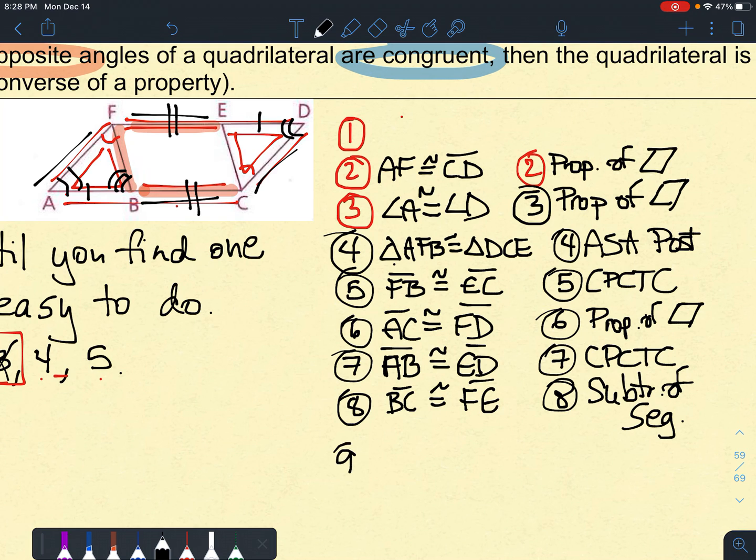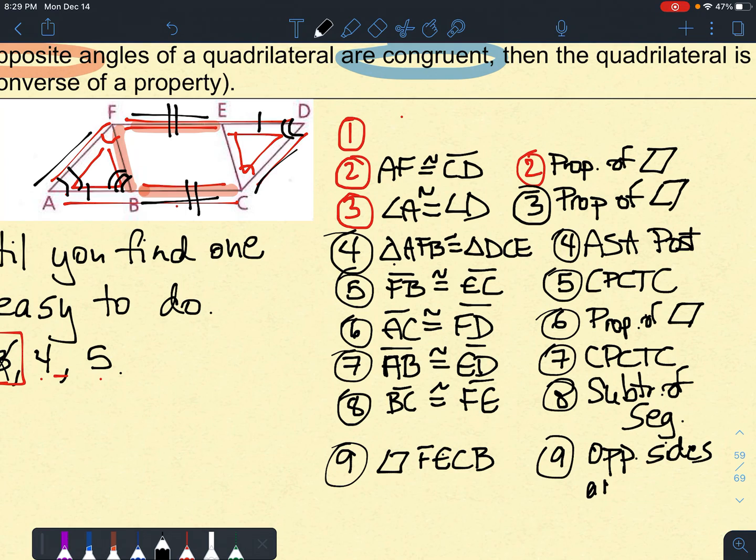And that takes us to line 9, which is that FECB is a parallelogram. And why is that? Because we have opposite sides are congruent.